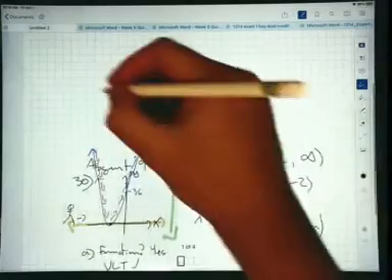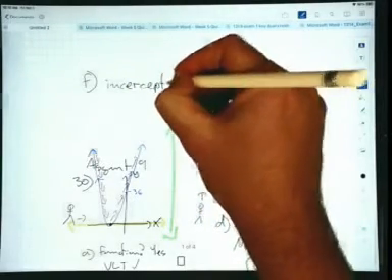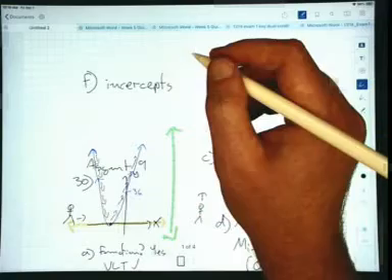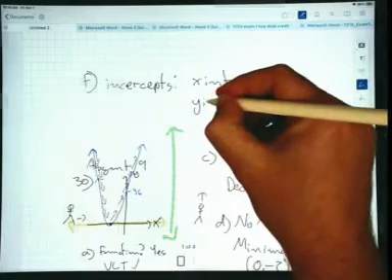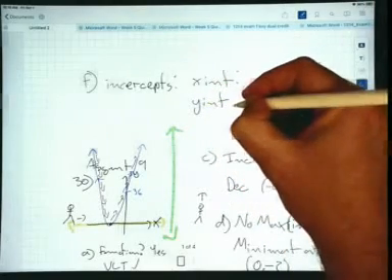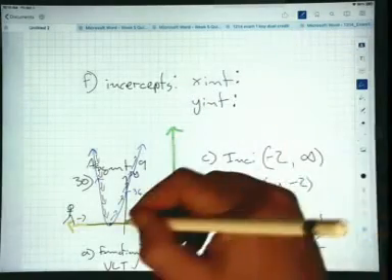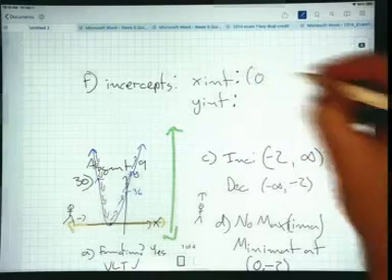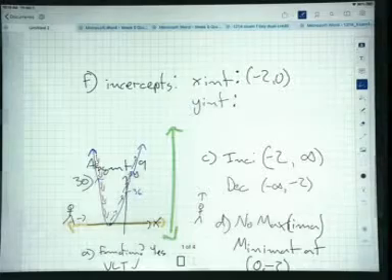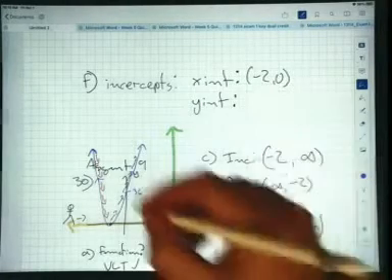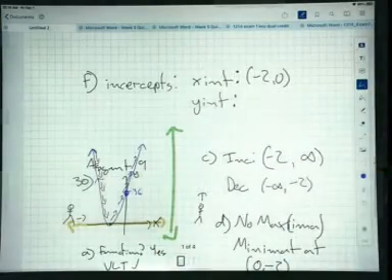F, what are the intercepts? Well, there's two types of intercepts. There's x-intercepts and there are y-intercepts. Where does it cross the x-axis and where does it cross the y-axis? So this graph crosses the x-axis at -2, 0. And there's only one y-intercept, and that only y-intercept is right here. That's why they give us that information at 0.36.